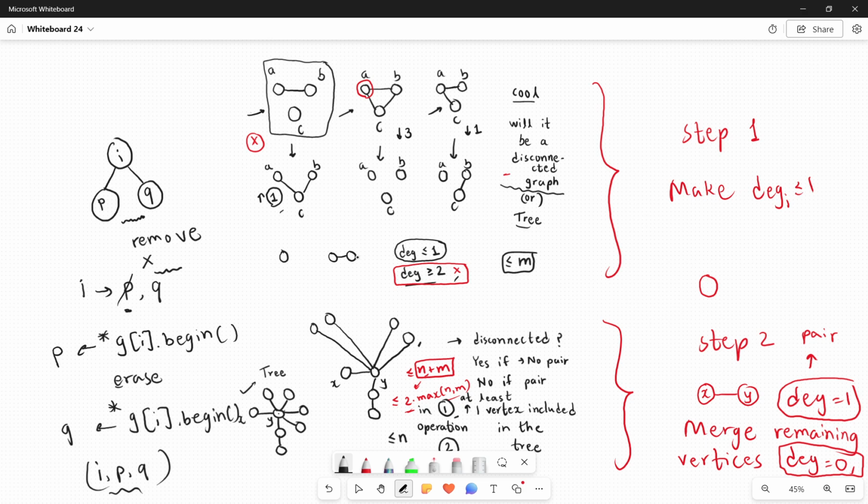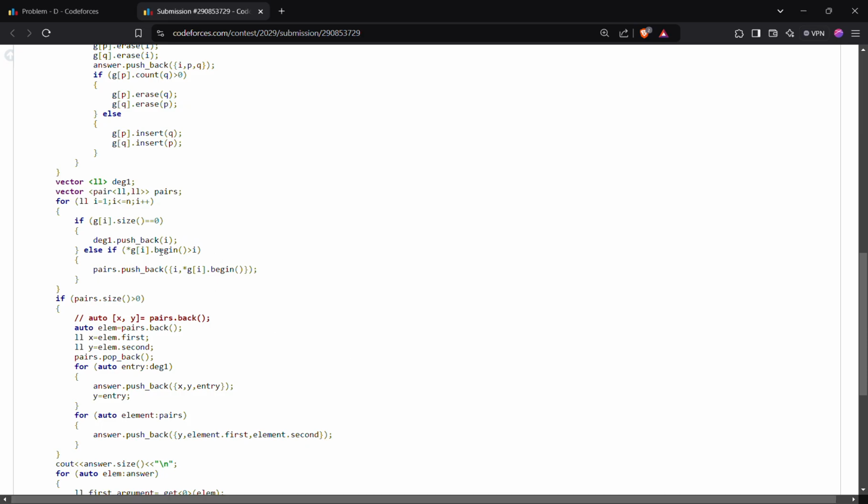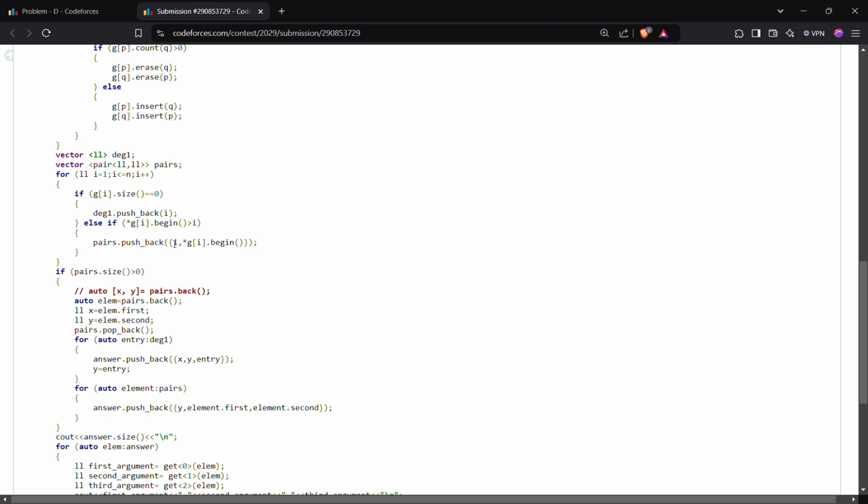So look here. Suppose 2 comma 3 is the pair, right? When I'm iterating from i equal to 1 to, let's suppose, n, when I'm at 2, because g of 2 dot size is not 0 since it has an edge, I will push 2 comma 3. And when I'm at 3, again I'll push 3 comma 2, right? I don't want to do that, so that check is necessary, preventing the duplicate values.